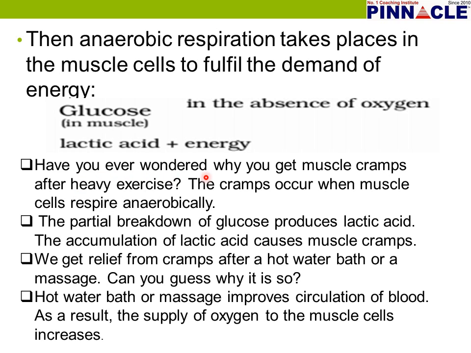Have you ever wondered why you get muscle cramps after heavy exercise? The cramps occur when muscle cells respire anaerobically. Why is it happening? Because of the absence or limited amount of oxygen, lactic acid plus energy is produced. Partial breakdown of glucose produces lactic acid, and the accumulation of lactic acid causes muscle cramps in the body.